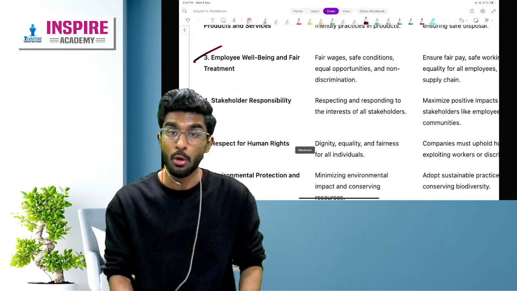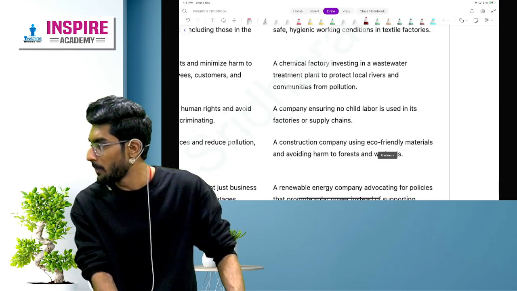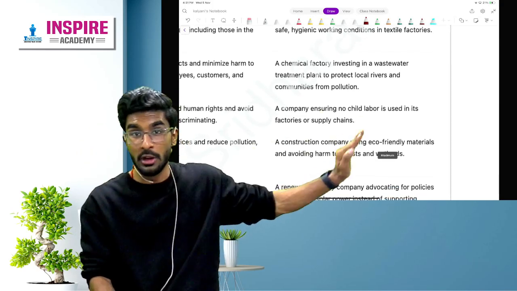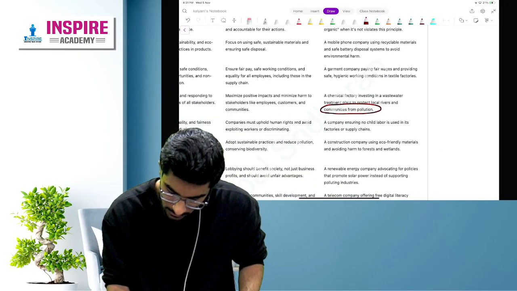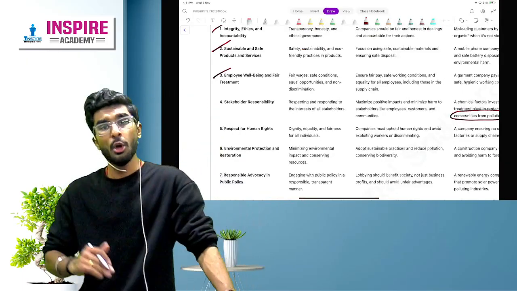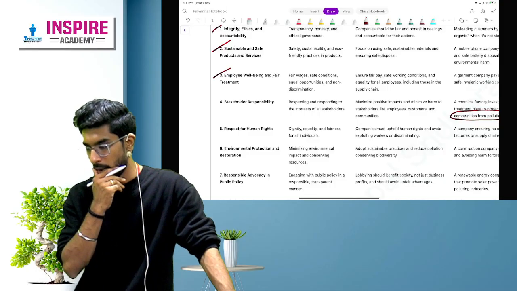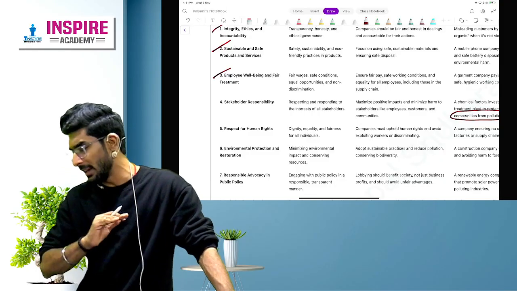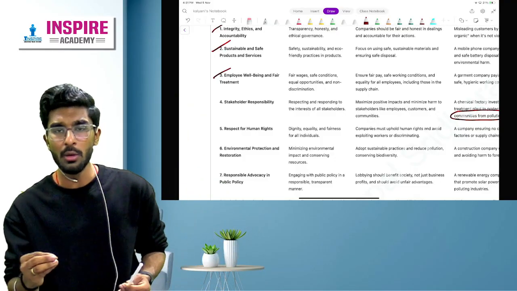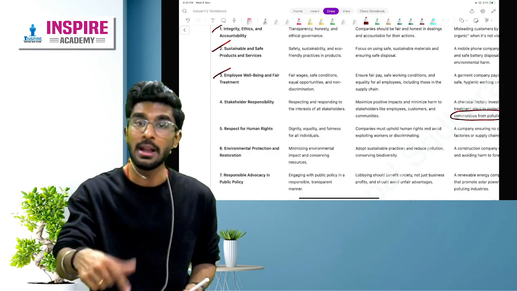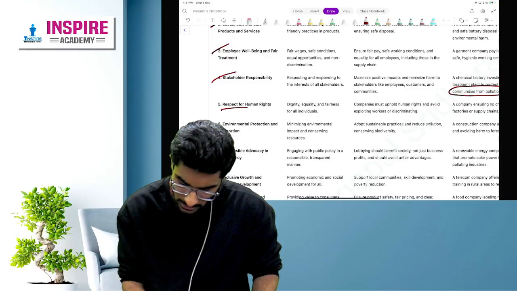Next, people, stakeholder responsibility. A chemical factory that is investing in a wastewater treatment plant to protect local rivers from getting polluted. So you also have to focus on the environment, community. So all the stakeholders. What is the meaning of stakeholders, people? Those who are getting affected by your activities are called stakeholders. That can include shareholders, customers, suppliers, everyone who is going to be impacted directly or indirectly by your methods. Yes or no, people?